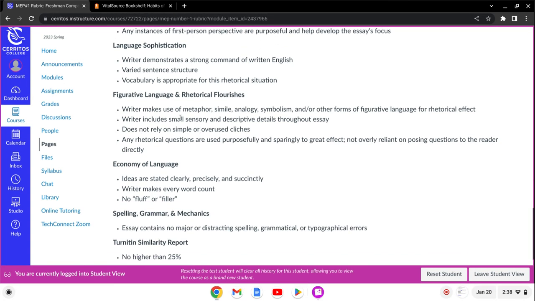Figurative language and rhetorical flourishes. So these are the spices that you're going to incorporate into your writing, the stuff that's going to make it interesting. So for this criterion, the writer makes use of metaphor, simile, analogy, symbolism, and or other forms of figurative language for rhetorical effect.